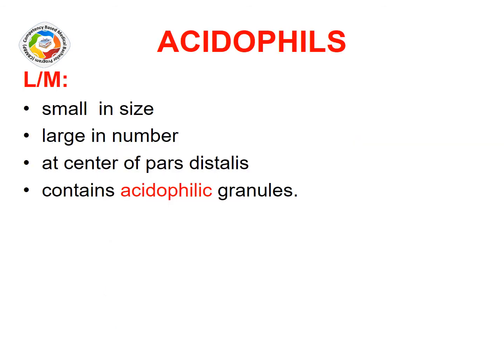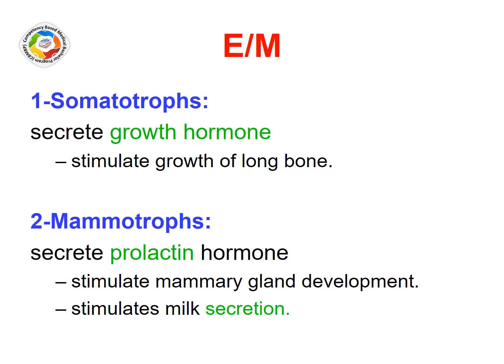We said that chromophiles are composed of acidophiles and basophiles. First, acidophiles. Acidophiles are small in size, large in number, located at the center of pars distalis, and contain acidophilic granules. There are two types of acidophiles, somatotrophs and mammotrophs. Somatotrophs secrete growth hormone, which stimulates the growth of long bones, while mammotrophs secrete prolactin hormone, which stimulates mammary gland development and also stimulates milk secretion.